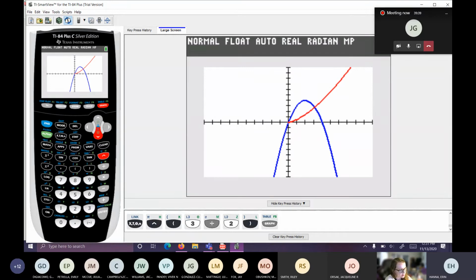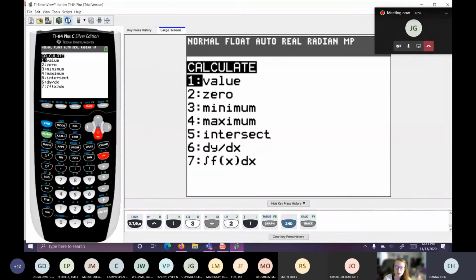Anyway, so in the problem, it says for x is greater than or equal to 0. So we're actually not given an endpoint. When we're not given an endpoint, it's going to end up being wherever they intersect. So the endpoint is going to be whatever this value is right here. So let's go ahead and find that. To find that, you're going to hit second, and you're going to hit the trace button.